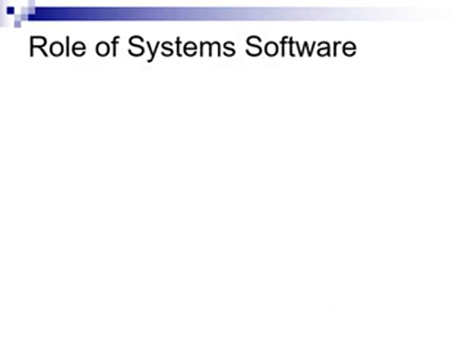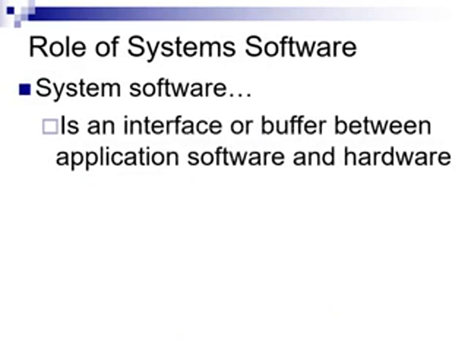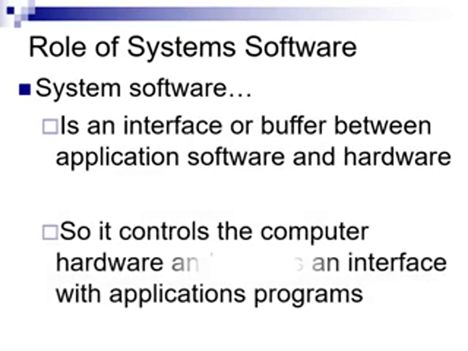The role of the system software, as stated, is to act as a buffer between application software and the hardware. That is what they do mostly. So they control the computer hardware and they act as an interface with application programs which we interact with.